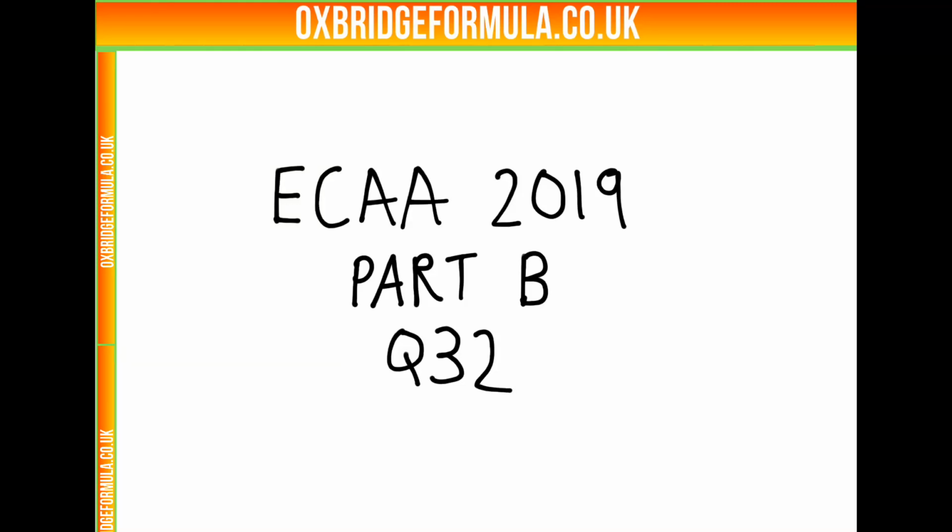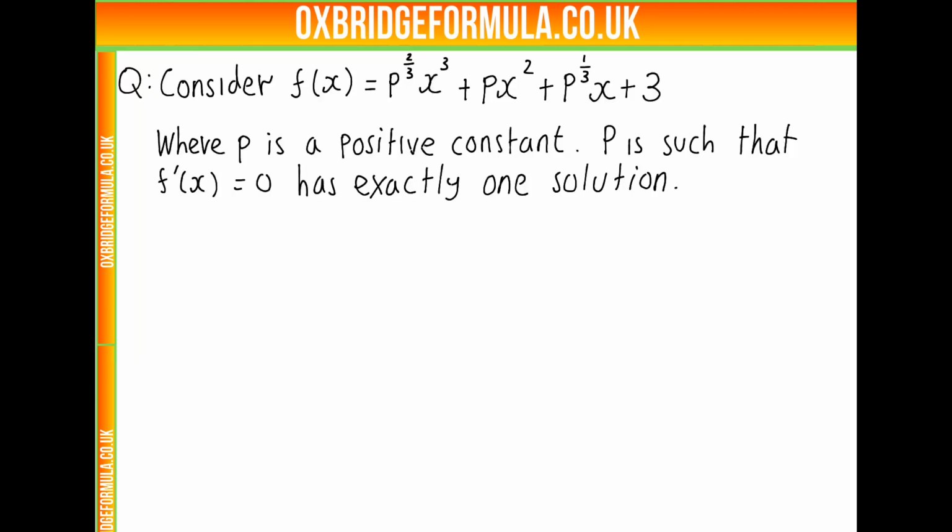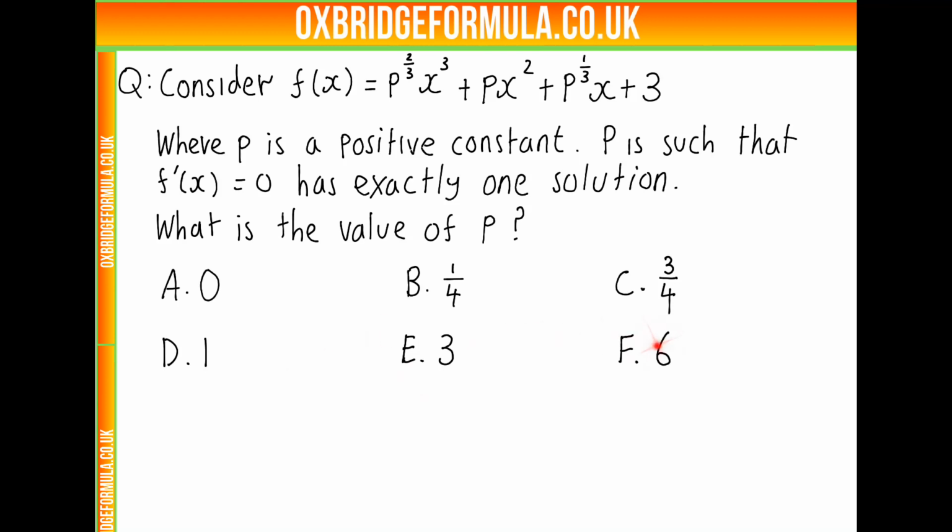This is the solution video for question 32 from part B of the 2019 ECAA paper. In this question, we're asked to consider the following function f of x equal to p to the 2 over 3 x cubed plus p x squared plus p to the 1 over 3 x plus 3, where p is a positive constant. And we're told p is such that the derivative of f equal to 0 has exactly one solution. Given this information, we're asked what is the value of p, and we're given 6 different options.